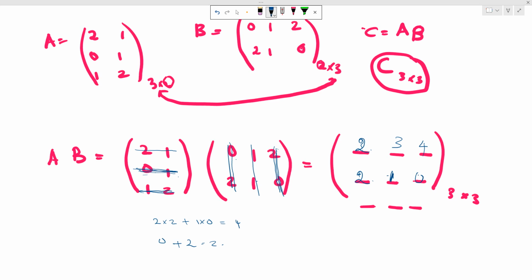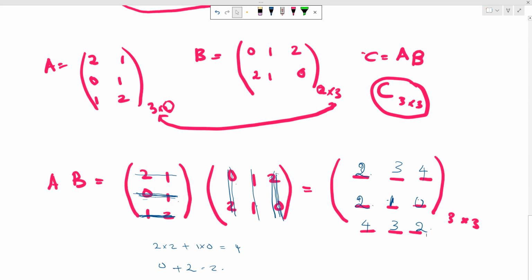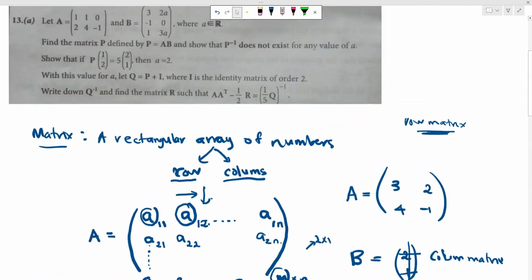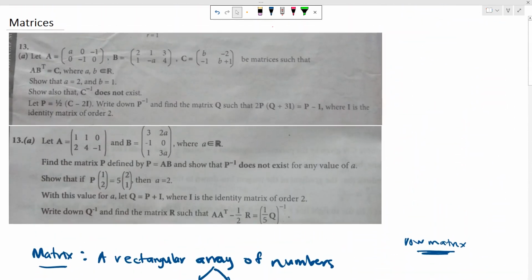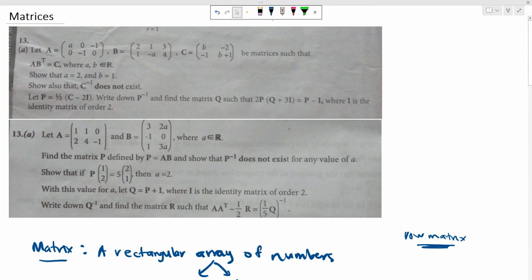0 plus 2, that would be 4. Again, this by this, 1 by 1 plus 2, 3. Again, this by this, 2. Okay, so this is how matrix multiplication should be done. And now we will directly move to the questions, and if you need any theory related stuff, I will explain. Okay, I will explain on the way.